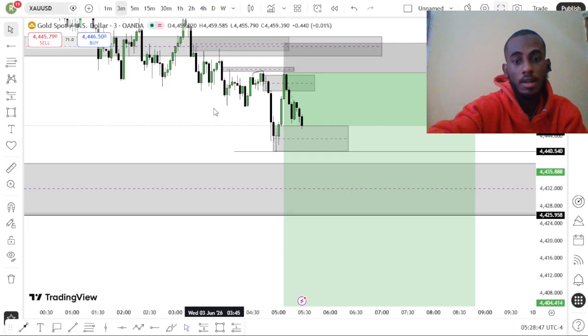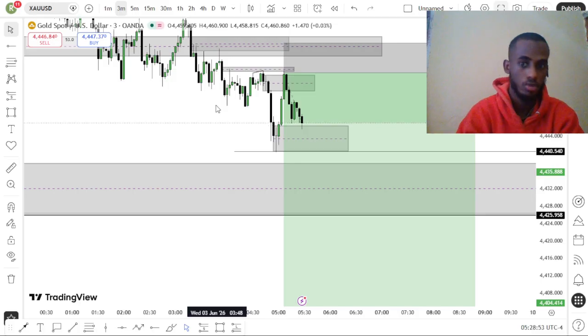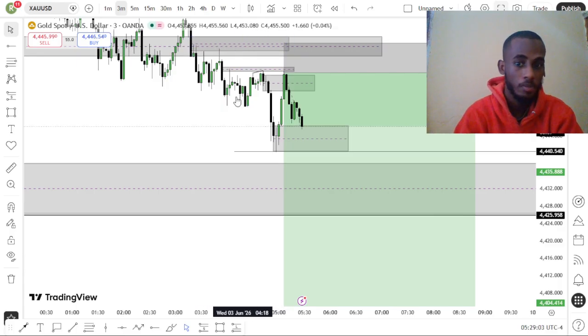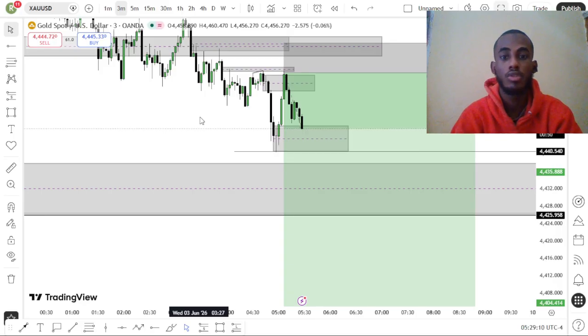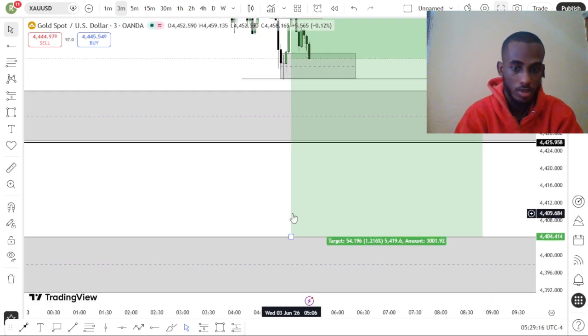My SL is above this zone here, or this candlestick, or this wick here, which is if the price comes up above this candlestick right here, then I will get out of the market because I may be wrong, right? If the market pushes above this wick or this zone here, then that means we are now going in the upwards direction, right? So my TP, I put it up to this level.